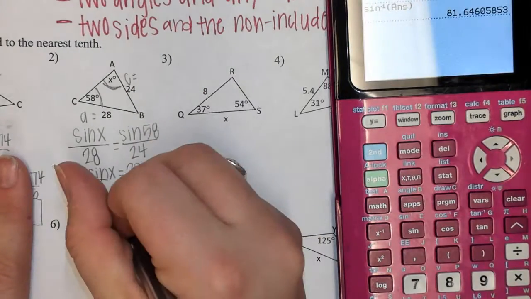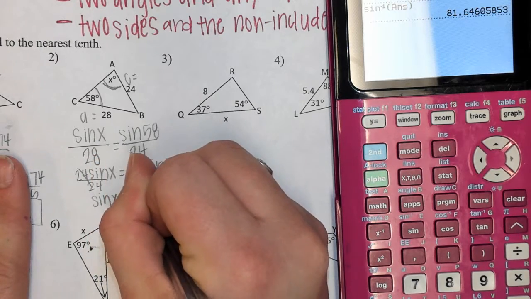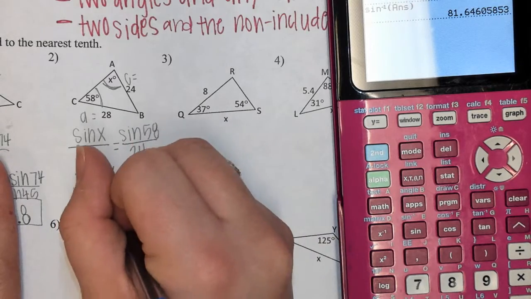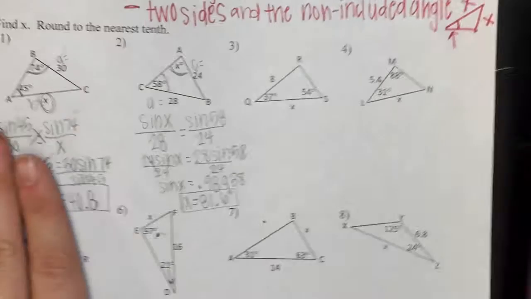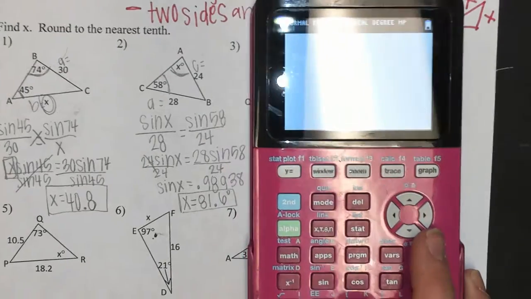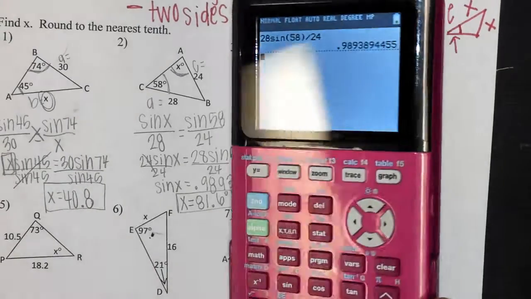So x, I got an error. Okay, x is equal to 81.6 degrees. Who else got an error? Okay, so you should have 28 sine 58 divided by 24.